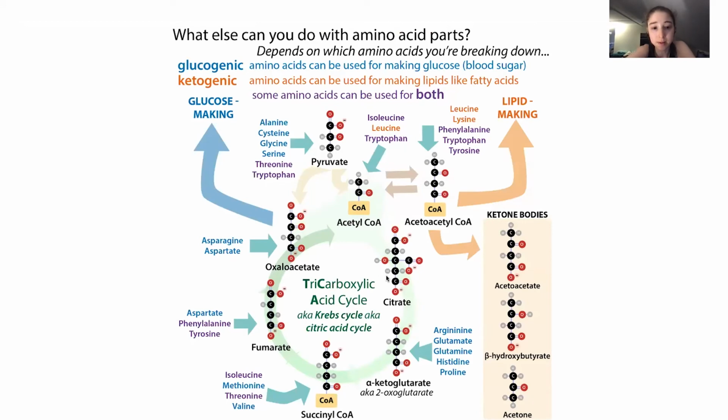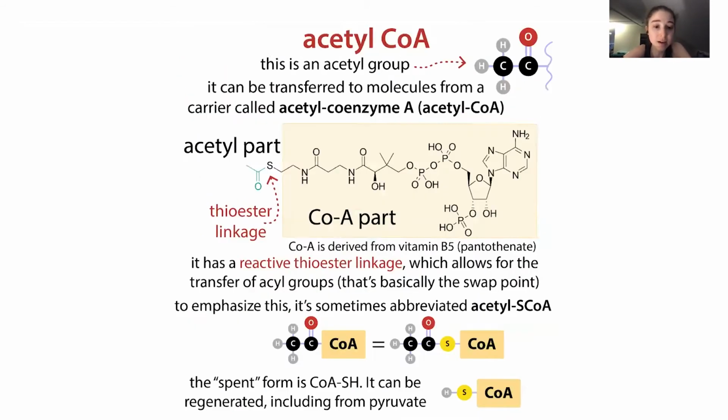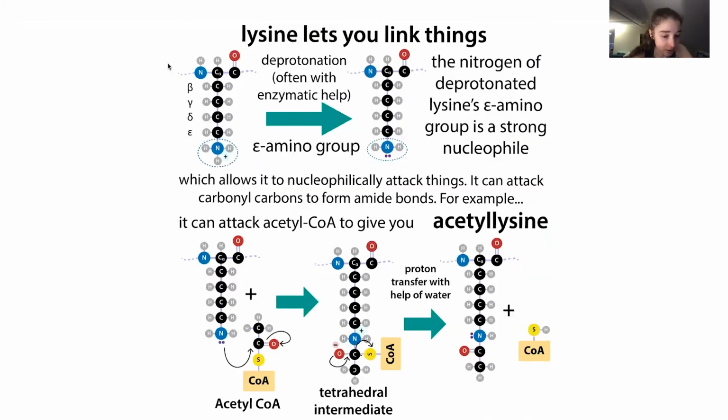We saw this when we were looking at the tricarboxylic acid cycle, aka Krebs cycle or citric acid cycle: when you take pyruvate, you can generate acetyl-CoA, and that can enter the tricarboxylic acid cycle to be used to make energy or glucose and stuff. So we often think about acetyl-CoA in the context of this cycle and in terms of lipid breakdown, but it can also be used to acetylate proteins. And lysine's epsilon amino group is going to let it do this.